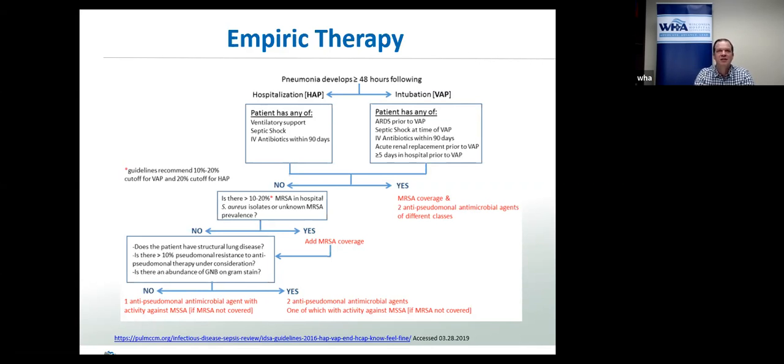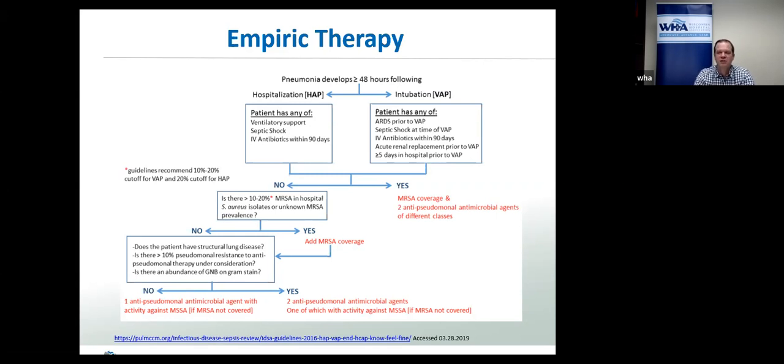If not, then you're moving down the algorithm on the left there, and you have to think about the individual patient risk factors. Do they have structural lung disease? So is this a COPD-er who has functional movement deficits, who has a poor FEV1, who has diabetes? If you're seeing these risk factors pile up, you'll probably want to add some pseudomonal coverage and actually double coverage for Pseudomonas. If it's a relatively young person, like our example earlier, who has few comorbidities, no structural lung disease, that patient could get away with a cephalosporin alone.